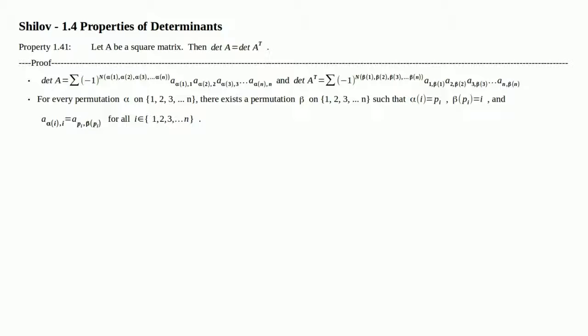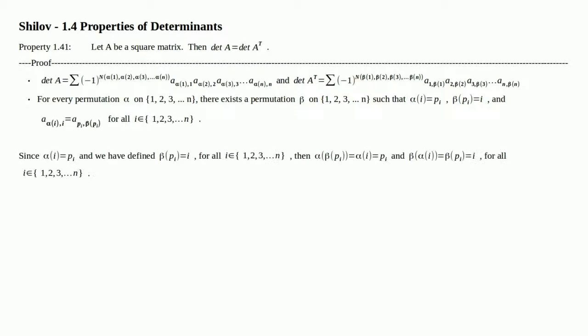Secondly, for every permutation alpha on the set 1 through n, there exists a permutation beta on the set 1 through n such that alpha of i is equal to p sub i, beta of p sub i is equal to i, and a sub alpha of i is equal to a sub p sub i, beta of p sub i, for all i in the set 1 through n.